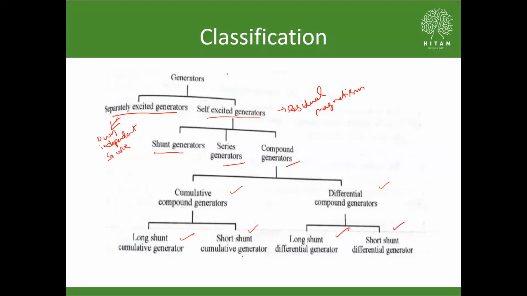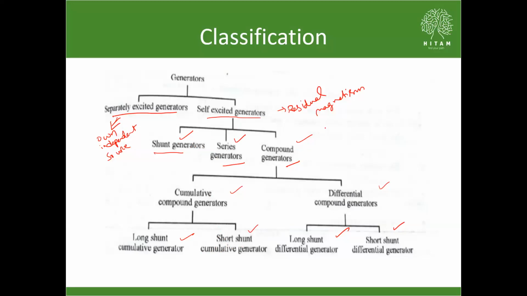This long shunt and short shunt depends on the nature of the field windings we are keeping. The winding arrangement modifies the name itself. If the field winding is in series combination, that is what we call a series generator. If it is in shunt, that is parallel, that is a shunt generator. If both the series and shunt are included, that is what we call a compound generator.